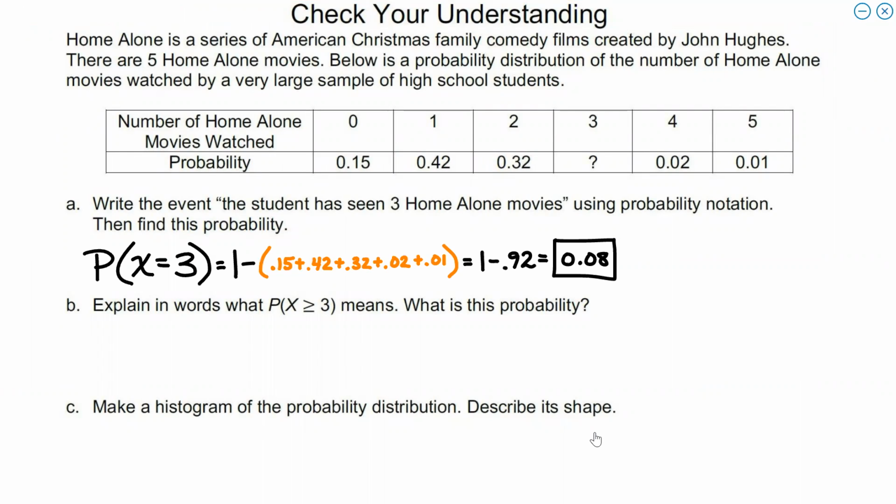But what do we know about probability models? They all add up to 1. So I added up the numbers that they gave me and I subtracted that from 1 to find the probability, and I came up with 0.08.